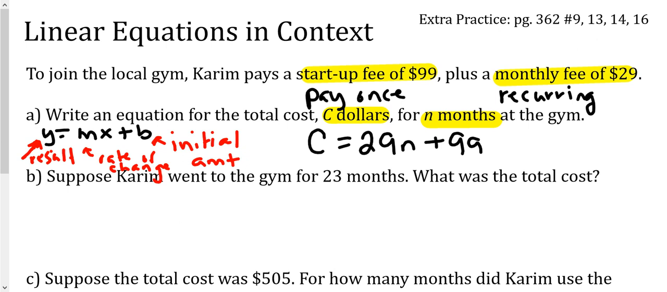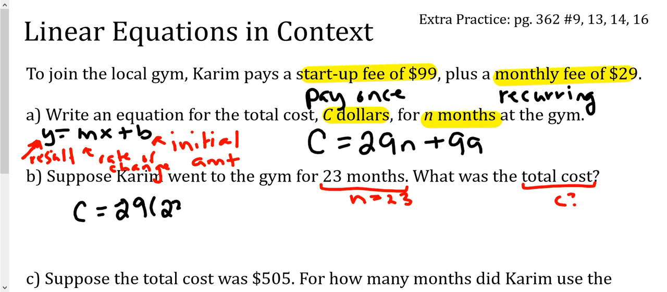Suppose Kareem went to the gym for 23 months. So again, identifying what that variable is telling us. Is it C or n? We only have 2 options. Because they told us it was n months, n is going to be 23. What was the total cost? They're asking us to find C. So I'm going to leave C where it is. That's my unknown. But using that equation, I plug in n. So 29 times 23 plus 99.